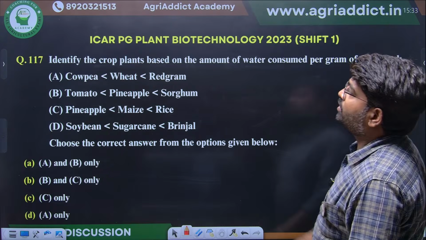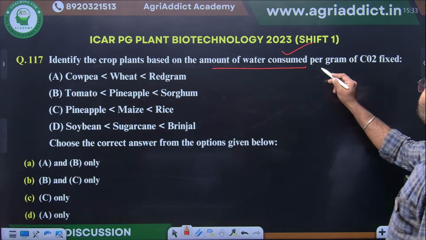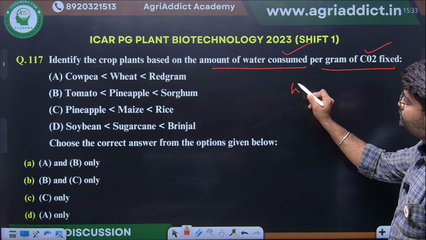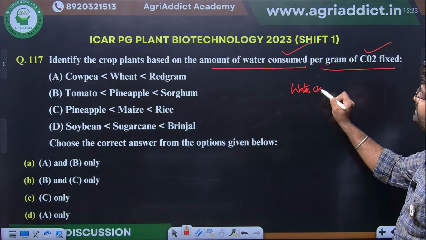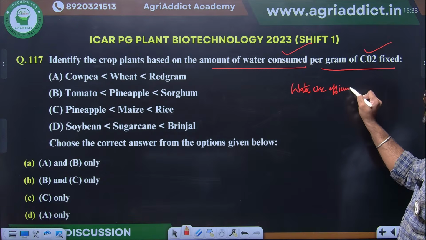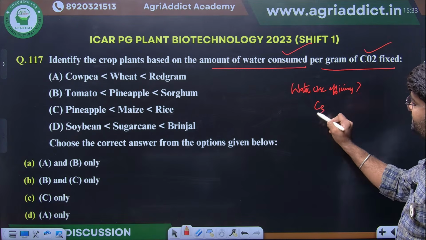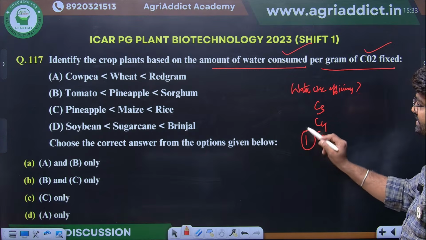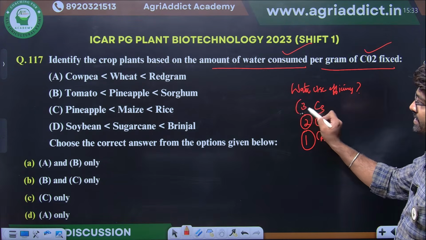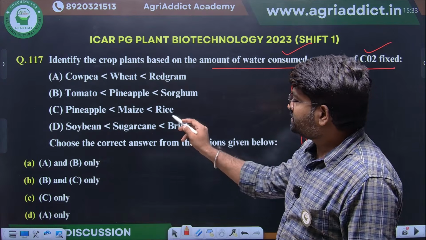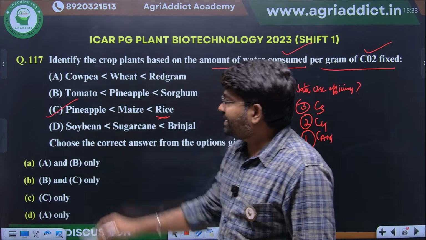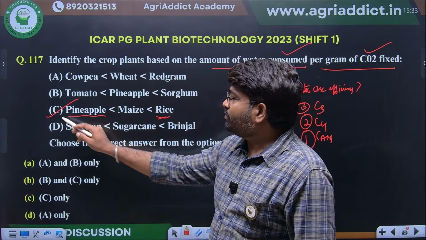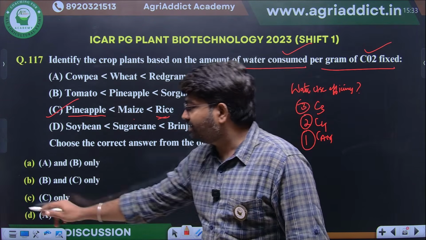Next, identify the crops based on the amount of water consumed per gram of CO2 fixed. They are asking about water use efficiency only. Indirectly, they are asking which crop will have more water use efficiency. We know C3, C4 and CAM: CAM will have the highest water use efficiency, followed by C4, followed by C3. Just match here. Yes, option C will be the right one. Pineapple will have higher water use efficiency, followed by maize, followed by rice.